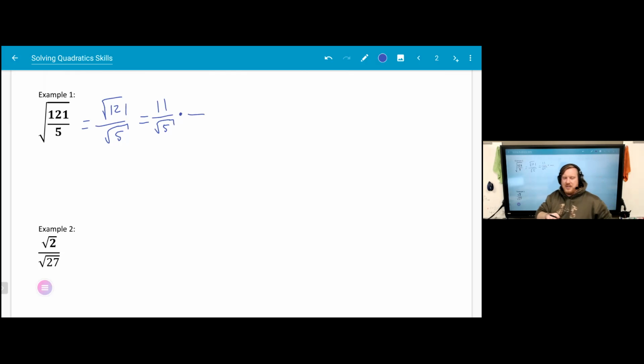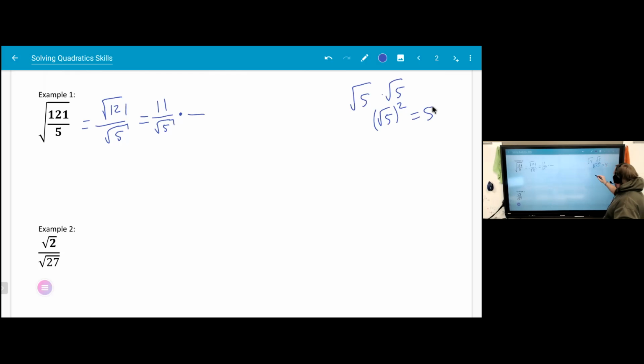Well, here's something interesting. What is the square root of 5 times the square root of 5? Let me write this on the side here. Think of this a couple different ways. You can think of this as the square root of 5 squared, and square roots and squares cancel each other out, right? That simplifies to give me 5.